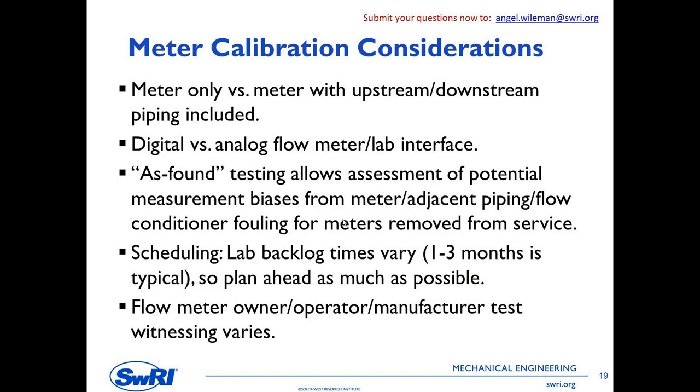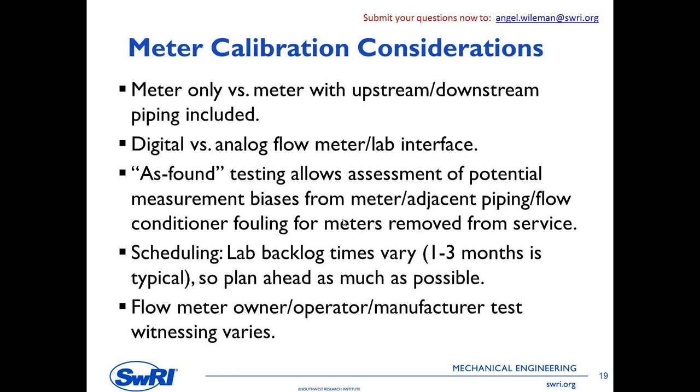So let's continue on the calibration path and talk about some things that you need to think about if you're going to send a meter to a laboratory. One of the things that we looked at the start was meters that are sensitive to flow profile changes. So do you need to send just the meter, or should you send some upstream and downstream piping along with it? And then the next question is, how much upstream and downstream piping should you send with it?